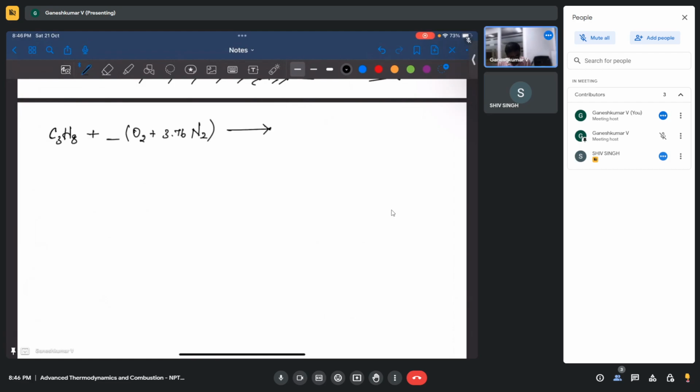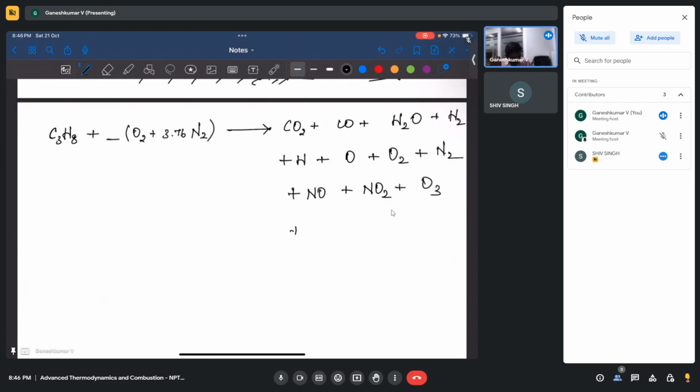Now upon reaction, as I said, it is going to reach high temperature. What are the products you will get? You will never know, right? It can form CO2, it can form CO, H2O, H2, H, O, O2, N2. That N2 can form NO, NO2, it can form O3 also. There is no guarantee it will not form. And if you have sulfur in the fuel or oxidizer, it will form sulfur oxides also.